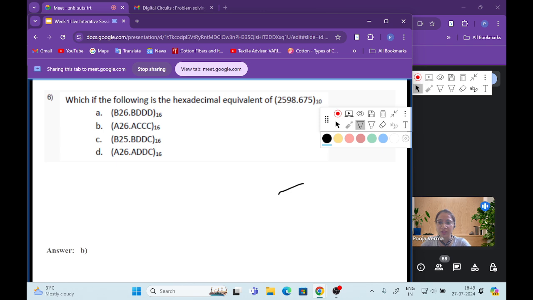Okay, so the next question is: which of the following is the hexadecimal equivalent of 2598.675 base 10? What is the hexadecimal equivalent of this number? So how do you convert decimal to hexadecimal?